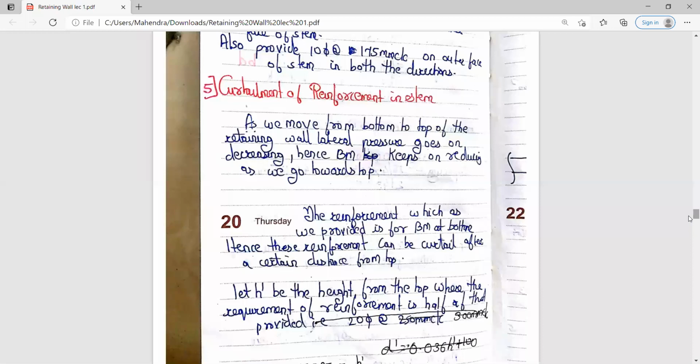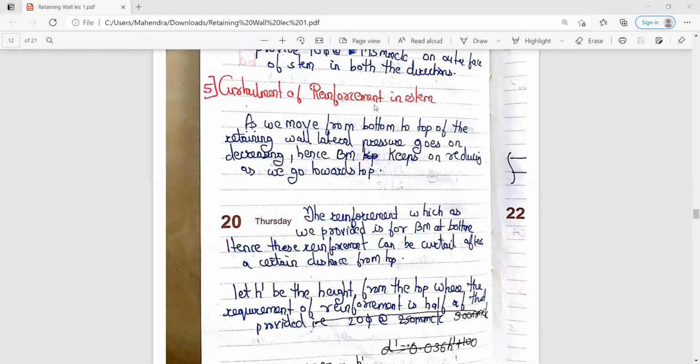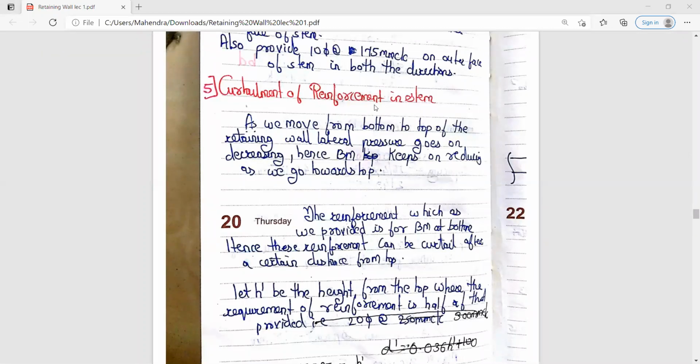So the reinforcement which we provided at the bottom can be curtailed after a certain distance from the top, because our bending moment is also reducing. So what we are going to do here is consider a height h dash. Let h dash be the height from the top where the requirement of the reinforcement is half of that we provided at the bottom. So just make a note of this.